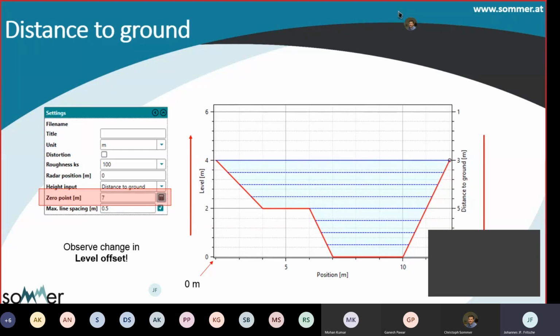Just a brief summary, we have so far talked about the input types that are used in the Q Commander software and which are also used in the surveying of the real cross-sectional profile. And these were height, sea level to ground, and distance to ground. And distance to ground is the most common method to do a cross-sectional survey. So please keep in mind that with this method, we have to add a shift of our 0 point to make water levels positive.